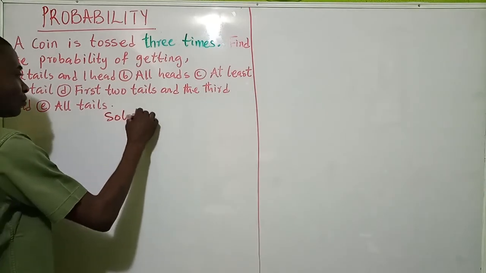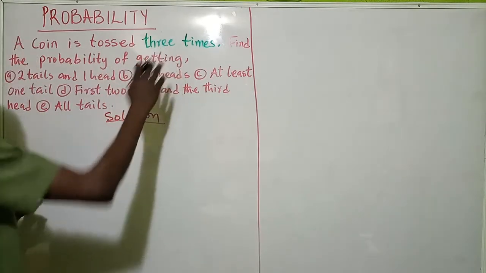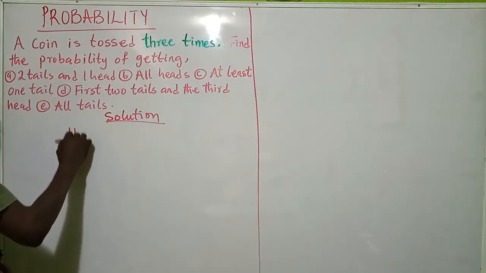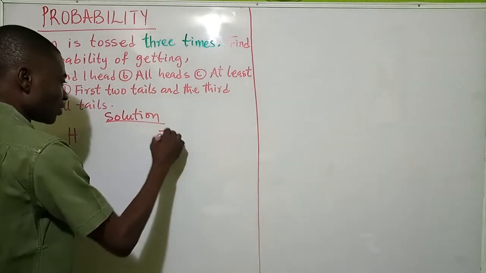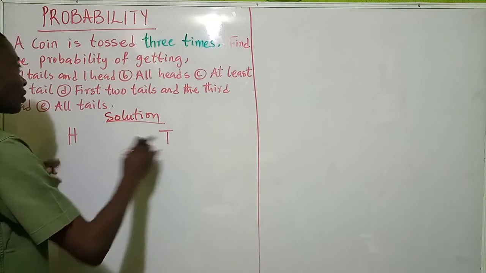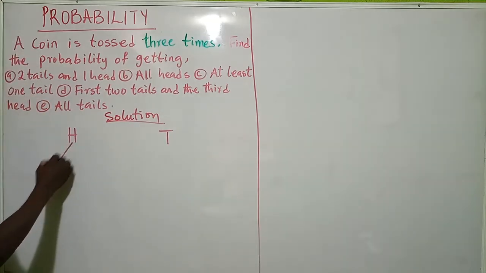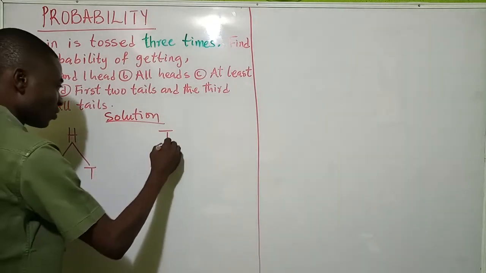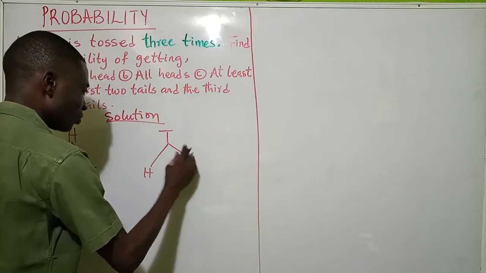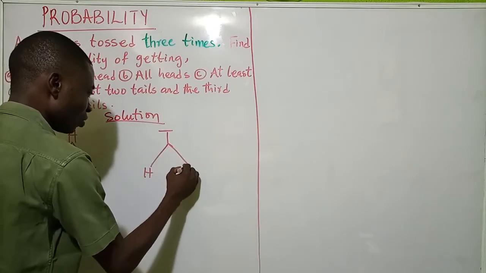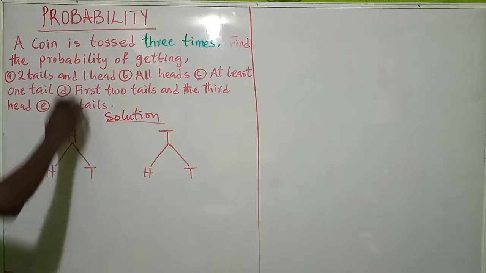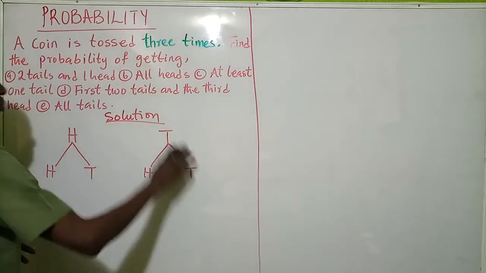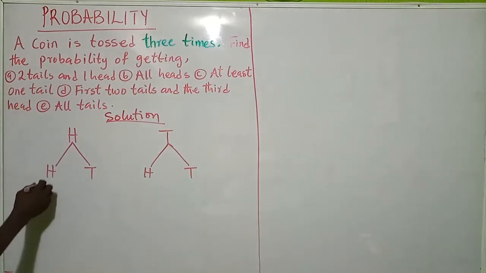So first you write solution. Since the coin is tossed 3 times, remember what I just said. When you toss, you're going to get either a head or a tail. The first time you toss it, you get head or tail. Now, the second time you toss, you're going to get either head or tail again. Second time again, you're going to get either head or a tail. Now, if for example a coin is tossed just 2 times, you stop here. This is first, this is second. But now I say 3 times, so we're going to go one more step.